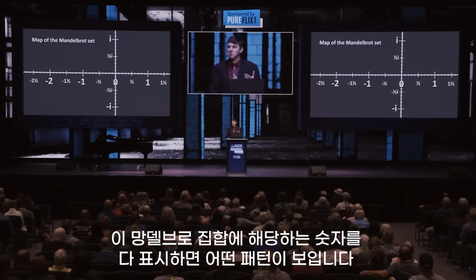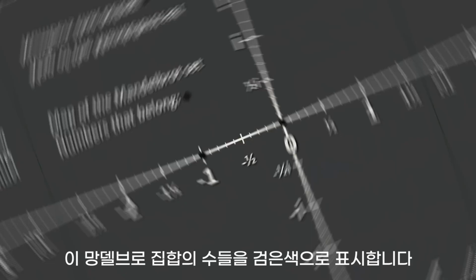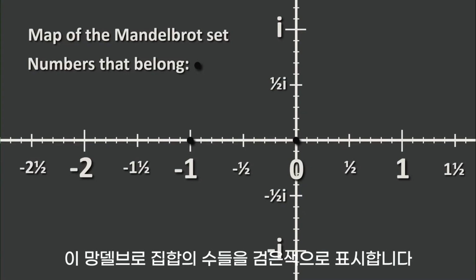I'm trying to figure out if there's a pattern to the numbers that belong to the Mandelbrot set. And it turns out there is. And so we'll take the points that belong to the Mandelbrot set, and we'll color those black.